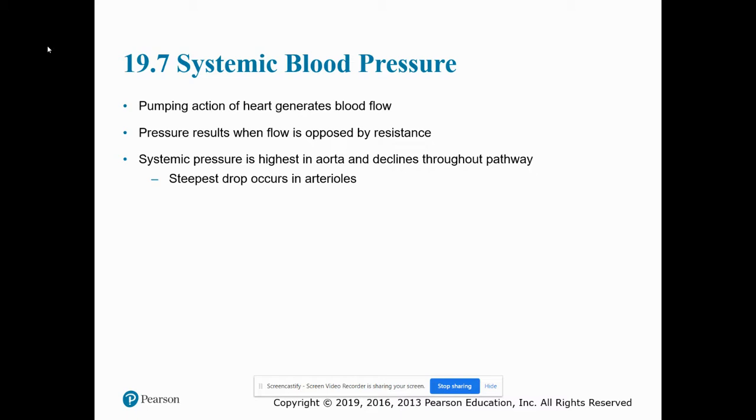Like we've talked about in the previous talk, part 1, as it goes down, the actual pressure is going to drop. And what happens, and we're going to talk about this, is it gets lost as heat, really. And the steepest drop occurs in the arterioles.